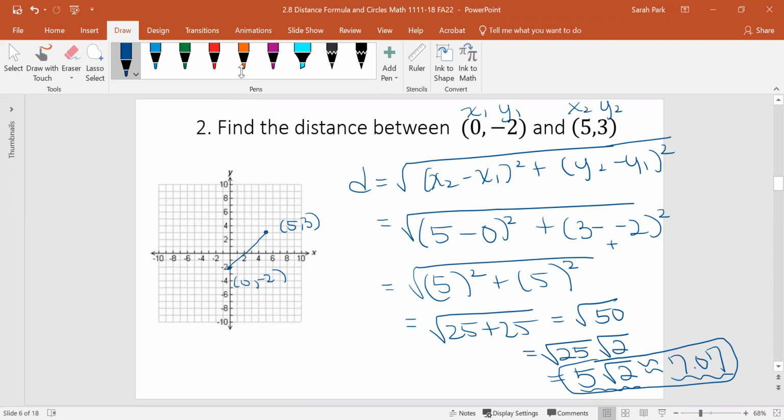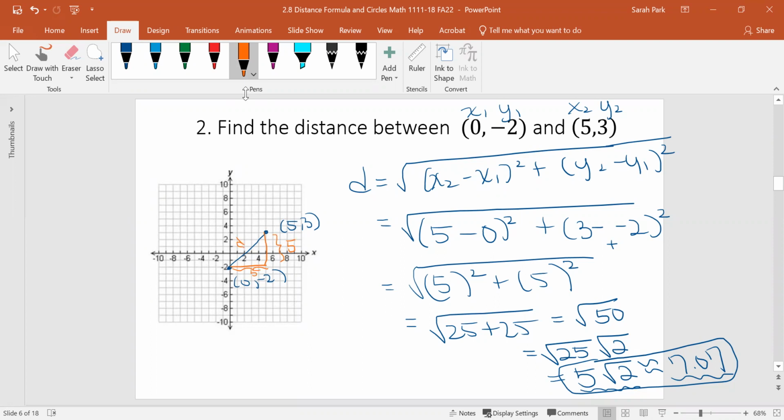Another way, if you have a graph, is to use the Pythagorean theorem, if we draw a right triangle like we did before. You have this triangle here. Think about how long this side of this triangle is. You can see it's 1, 2, 3, 4, 5 units long. And this is also 1, 2, 3, 4, 5 units long.